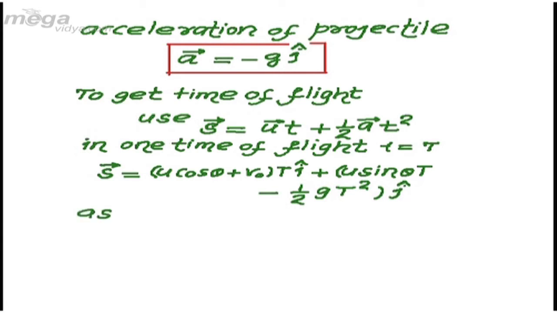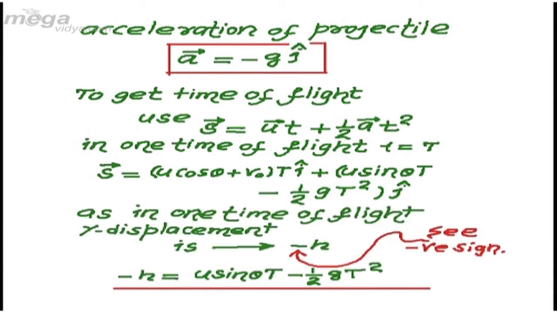Now, as in one time of flight the y displacement is minus h, here note the sign minus, because the y displacement in one time of flight is minus h. So comparing the y component of displacement from this equation with minus h, we get an equation, solution to which leads us to the time of flight. It is a simple quadratic equation which can be easily solved, and we will get the answer for the time of flight.